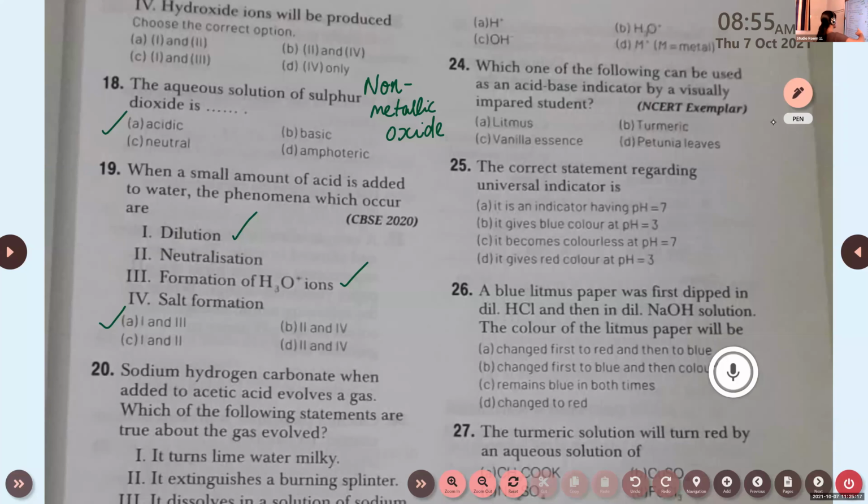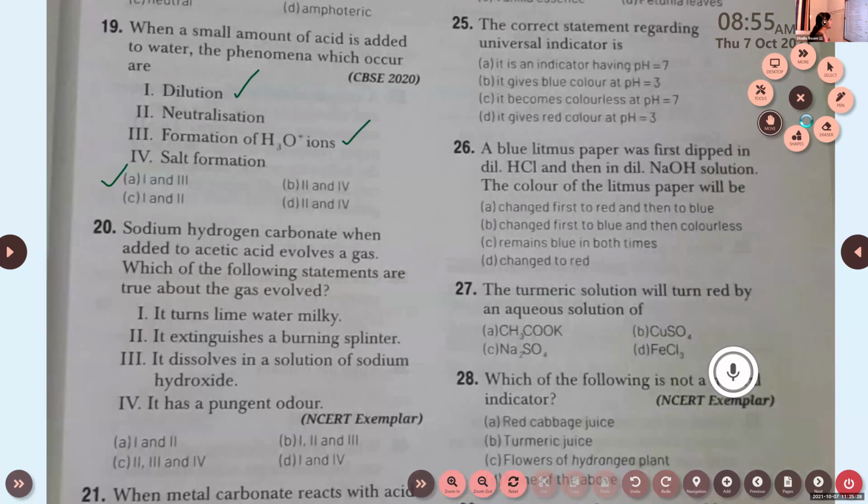Then question number 20. Aditya, can you read question number 20?